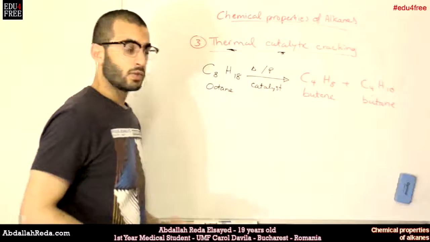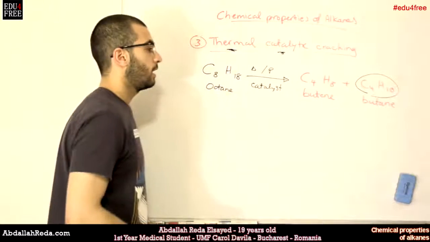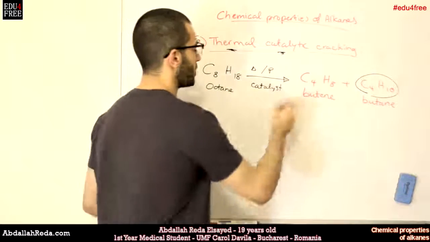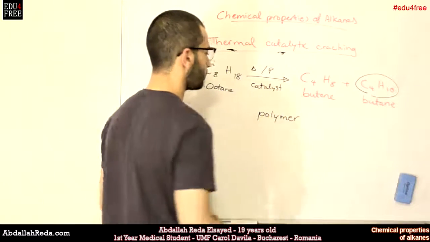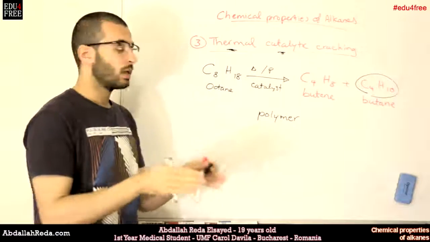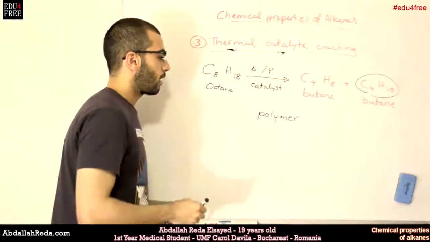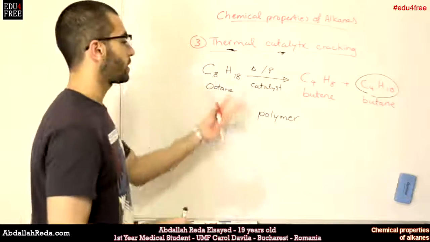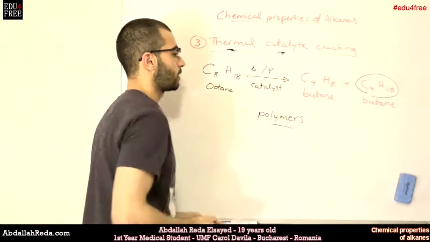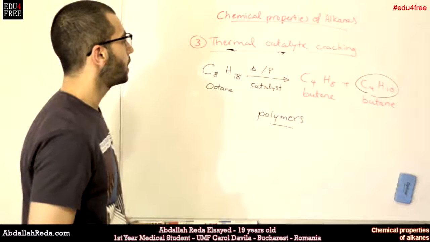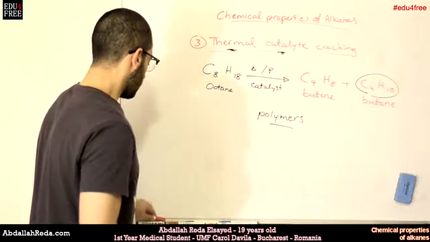The alkanes resulting from this reaction can be used in the fuel industry, like butane, and the alkenes can be used in polymerization to form polymers. So short chains together can form larger chains or larger complexes, which are called polymers, and these polymers can be used in plastic industries and so on. So that was the third reaction that the alkanes are able to carry out.